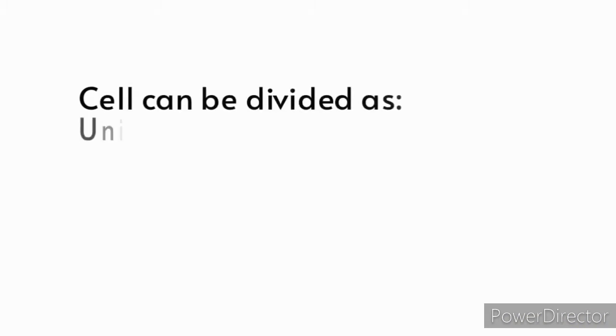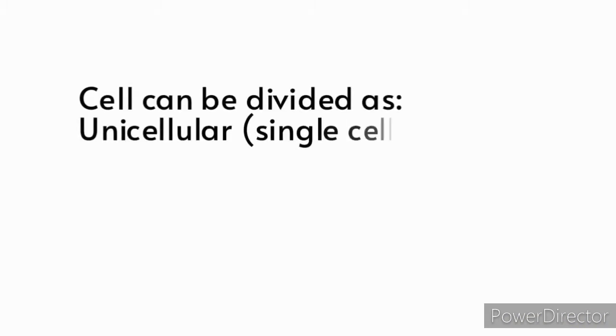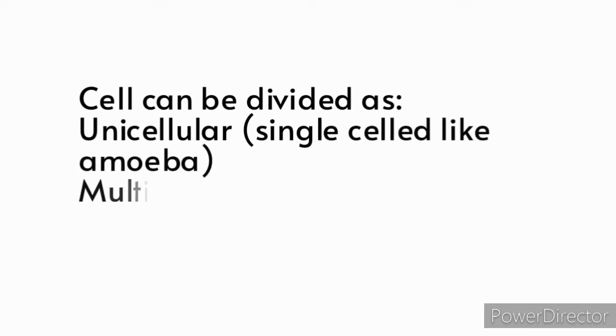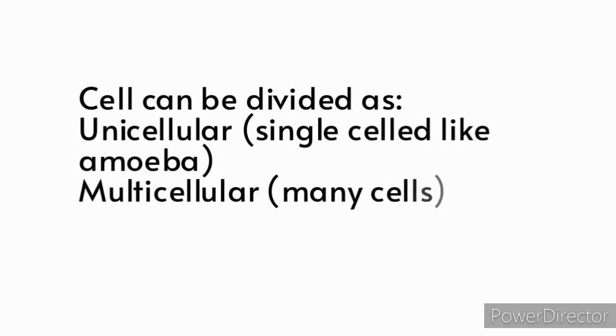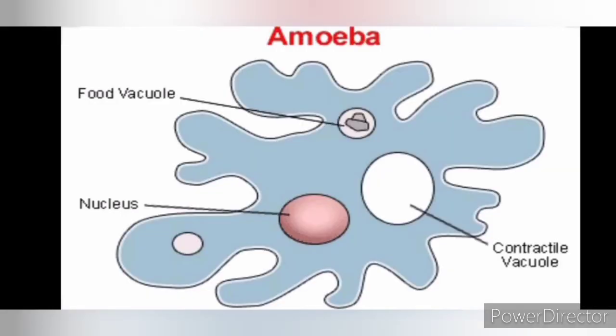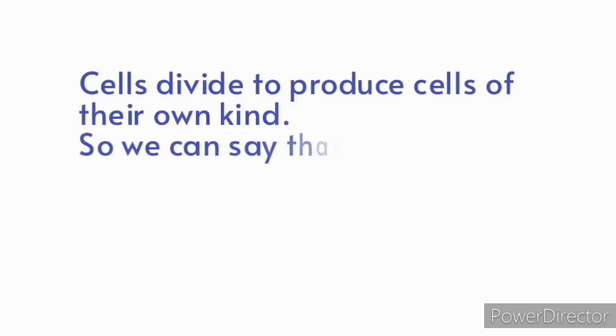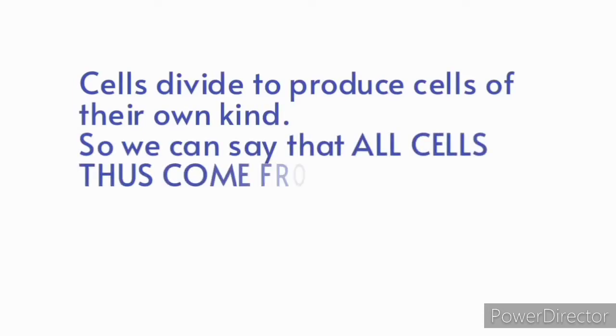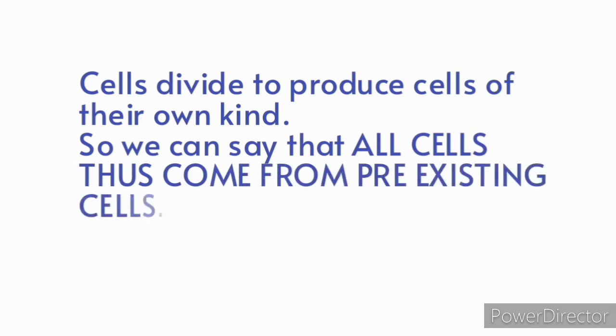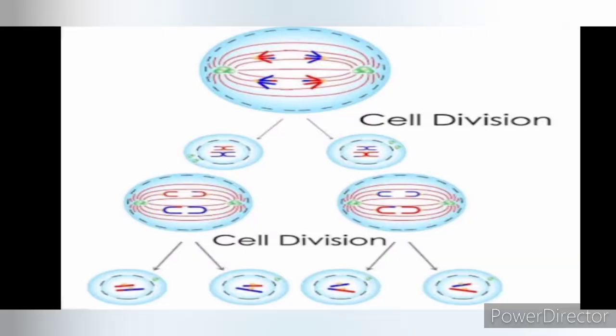Cells can be divided as unicellular and multicellular. Unicellular means single cell, like amoeba, and multicellular means many cells, like humans, animals, plants. Here is an image of amoeba, which is a unicellular organism made up of one cell. Cells divide to produce cells of their own kind. So we can say that all cells thus come from pre-existing cells. It means a parent cell gets divided into two daughter cells, and further the two daughter cells get divided into the next two cells, and division goes on.